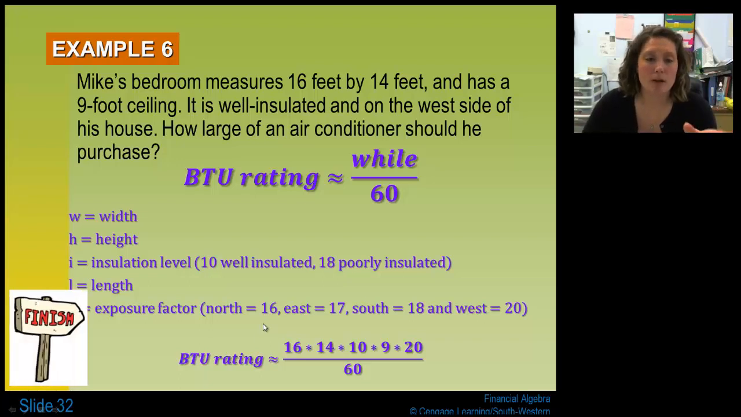You should end up, as you finish this problem, somewhere around 6,000, almost 7,000. So the estimated air conditioner that he's going to need is probably, you always want to overgo what you need, he should end up with about a 7,000 BTU air conditioner.